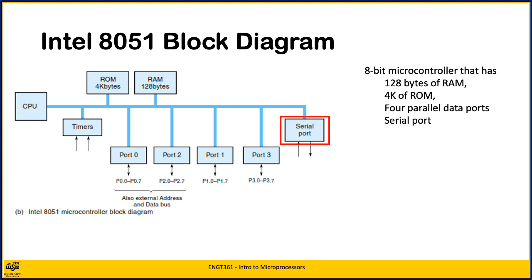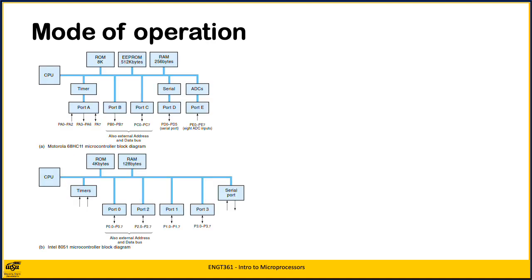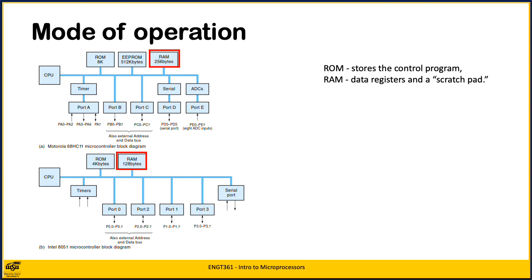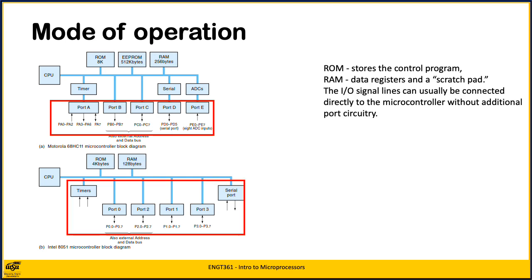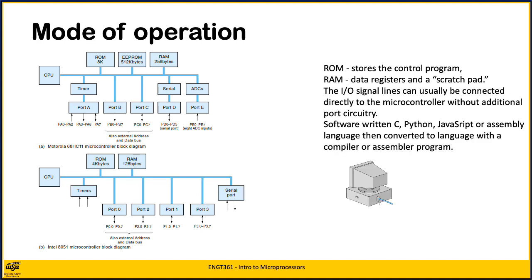For control applications, these hardware arrangements usually are adequate. Generally, the mode of operation is similar, but there are some specific differences for certain chips. Generally, ROM is used to store the control program, and RAM is used as data registers and scratch pad. The I/O signal lines are usually connected directly to the microcontroller without additional port circuitry.